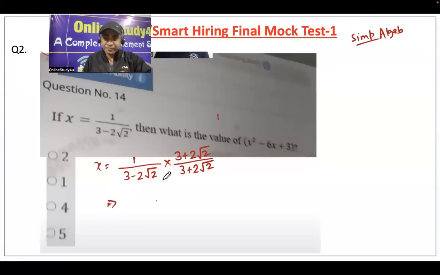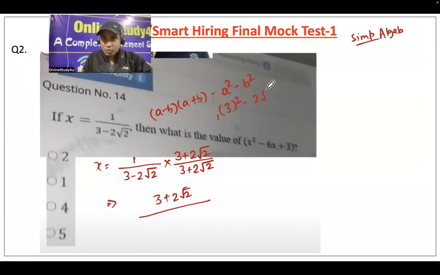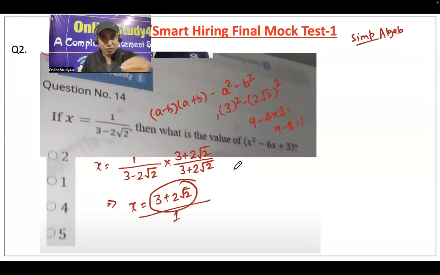Now, 3 plus 2 root 2, your numerator will not change. In the denominator, a minus b into a plus b will be a square minus b square. So 3 square minus 2 root 2 whole square, my dear friends. So 9 minus 2 square will be 4, and the square of root 2 will be 2, so 9 minus 8 will be nothing but 1. So the denominator we have is 1. So basically the value of x is nothing but 3 plus 2 root 2.